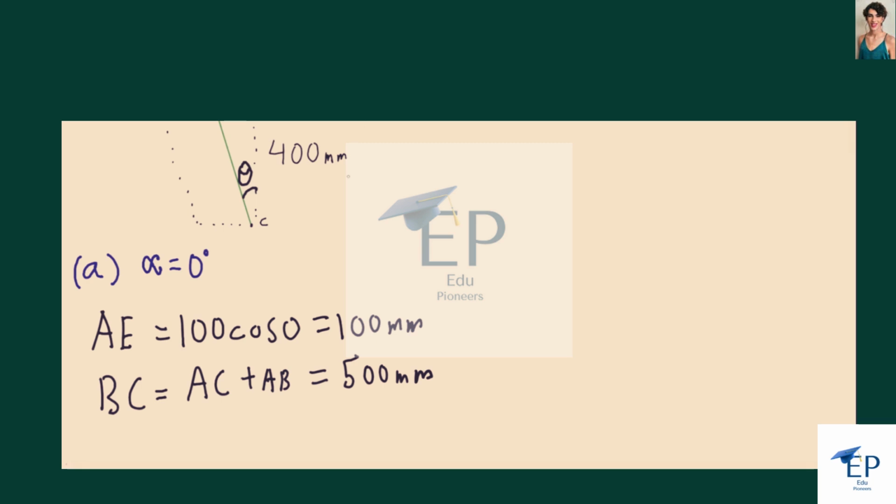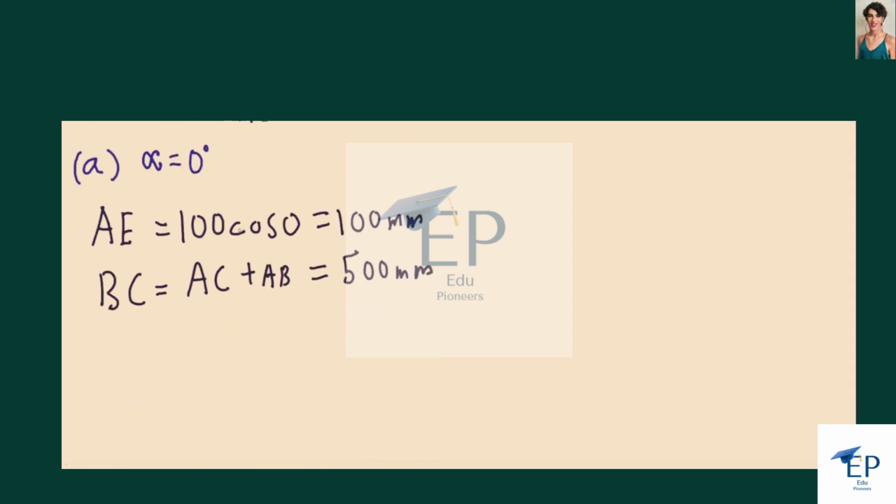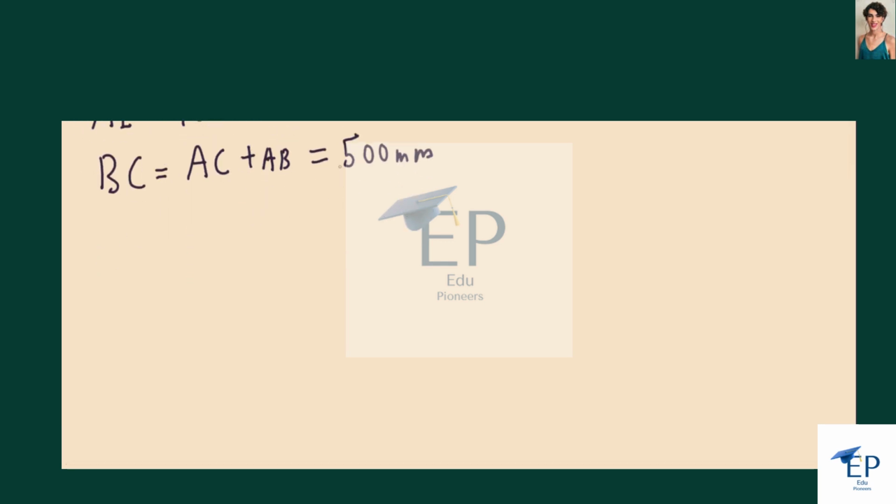And since we know that alpha is equal to 0, we know that from D to C is a vertical line. So B is only going to have an x component in its force vector, since there's only a horizontal component that is applied to this system. So we can write that the sum of moments about point C is equal to 0.